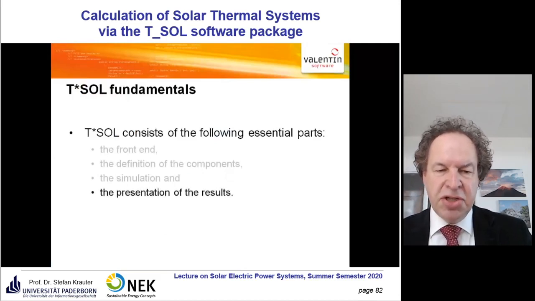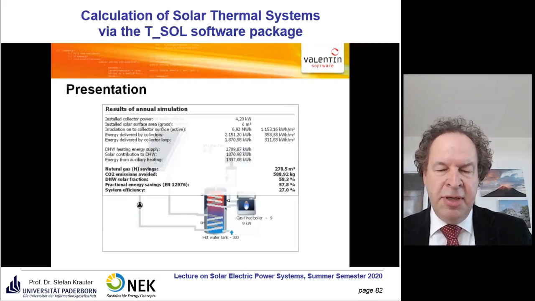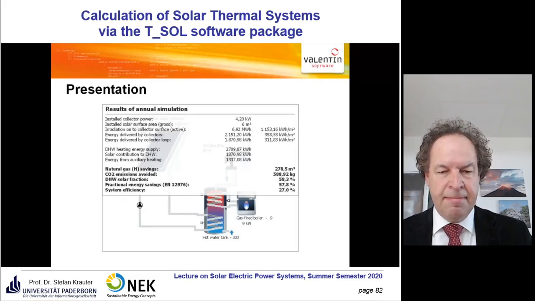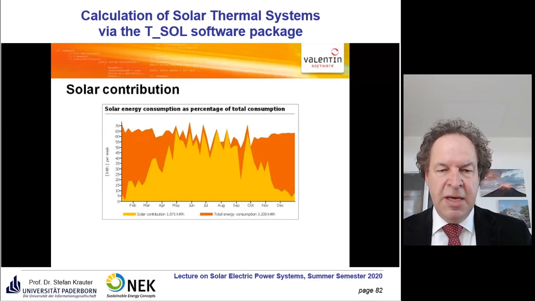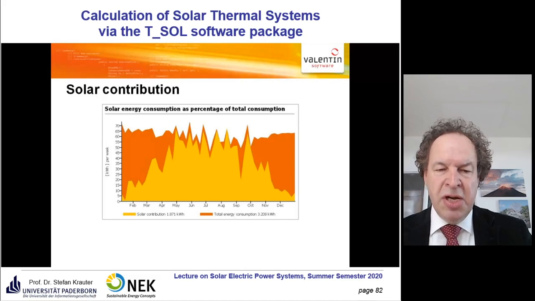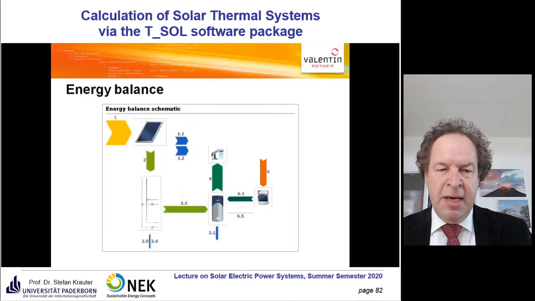Then you have a nice presentation sheet for the results for the investor to see what components you are using and how much it costs, and how much is the return, what part of the energy you can get, and how much carbon dioxide emissions are saved. Here you see the solar contribution during the year. So the yellow part is the solar contribution. So you see here in the summer months, it's almost 100% contribution by solar. In winter, it's less.